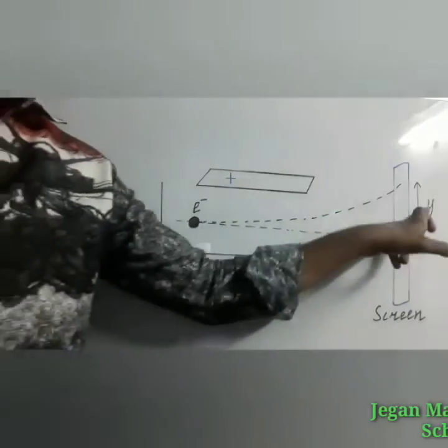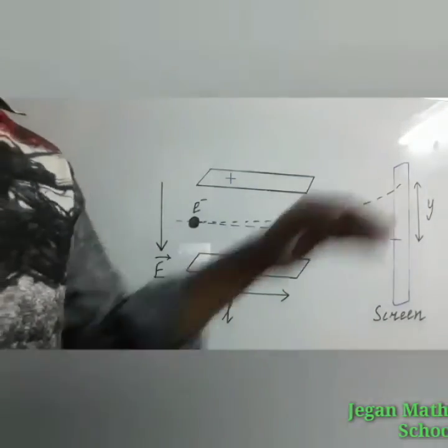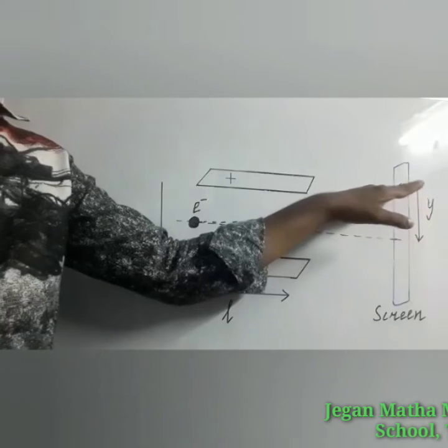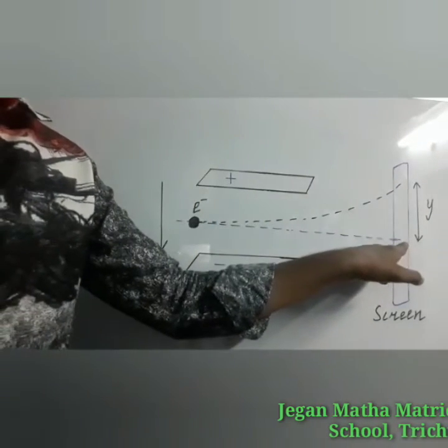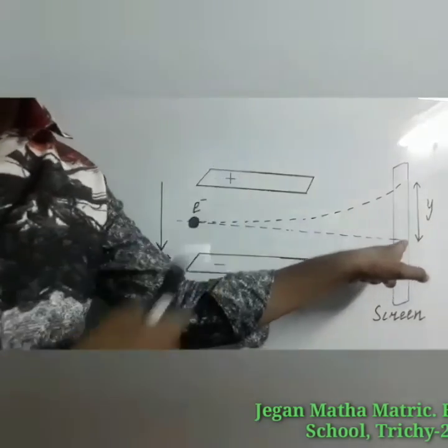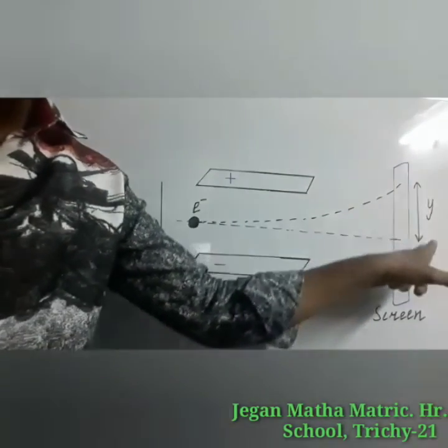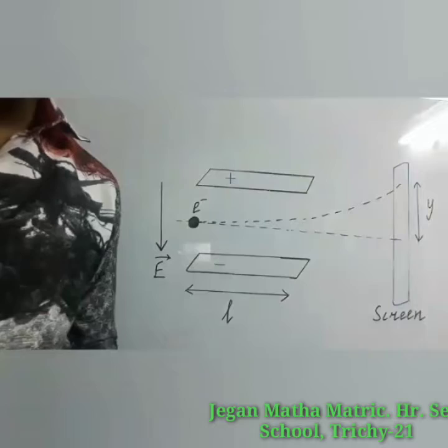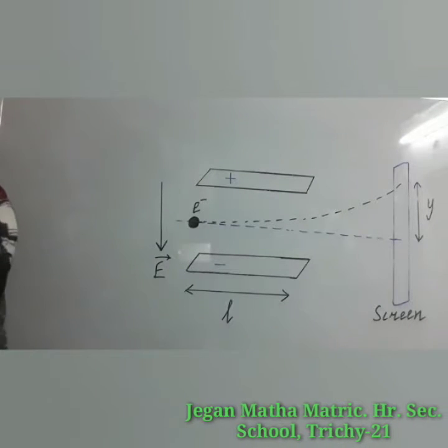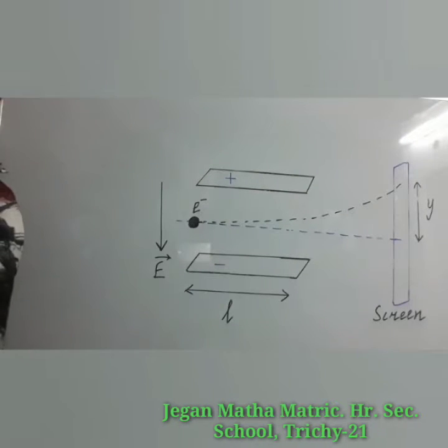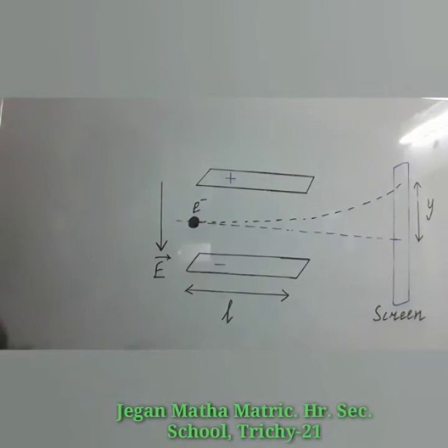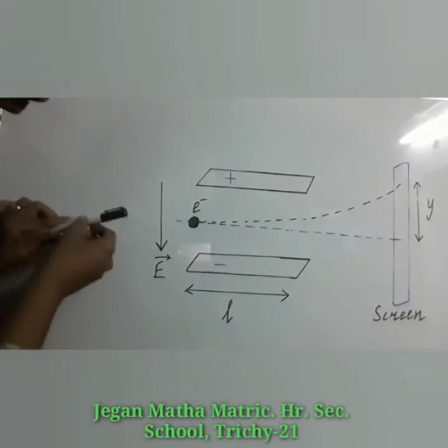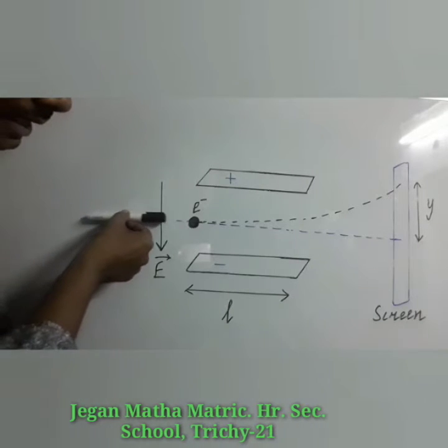Let Y be the deviation produced from the original position on the screen. Here it is the original position. Due to the deviation, it takes a new position. So the vertical displacement is Y. Then the initial upward velocity of the cathode ray, u, is equal to 0 before entering the parallel electric plates. Electrons move in a straight line.